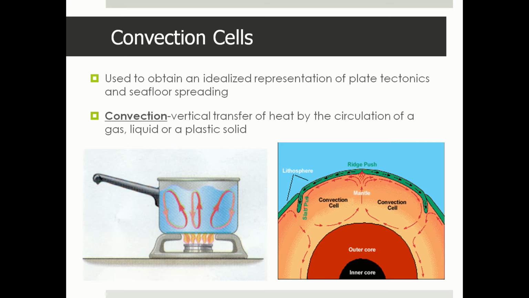This is the same concept as convection cells, where warm air, or in this case, warm molten magma, will rise and cooler magma descends into the asthenosphere. Convection is defined as the vertical transfer of heat by the circulation of a gas or liquid, in this case a plastic solid. This is an idealized representation of plate tectonics and seafloor spreading.